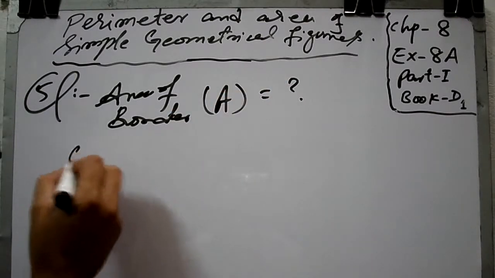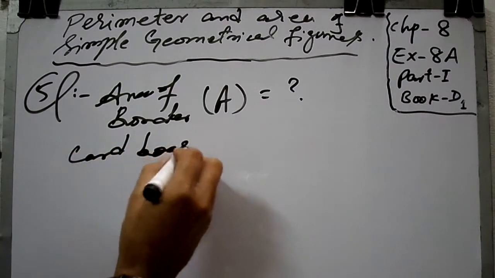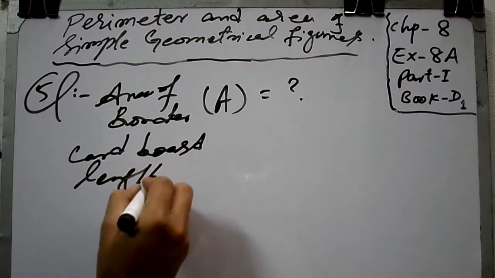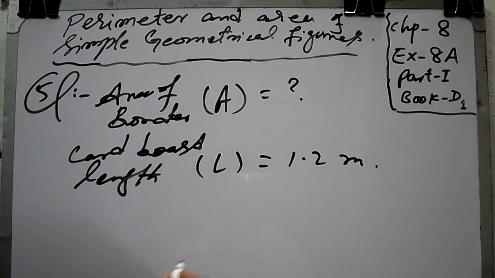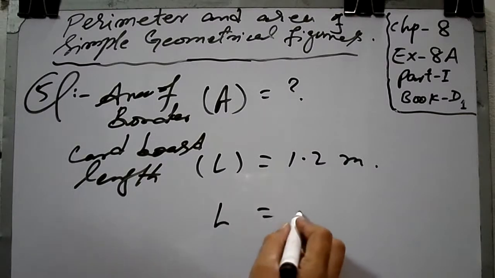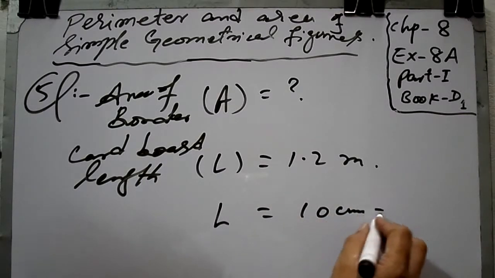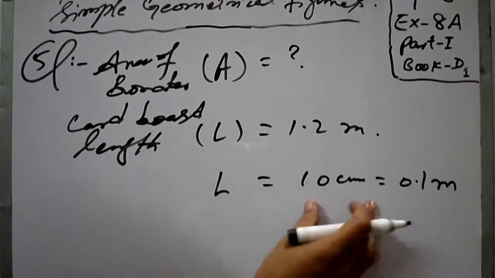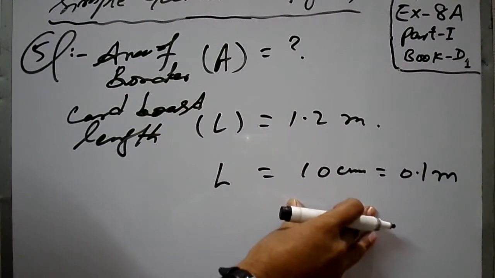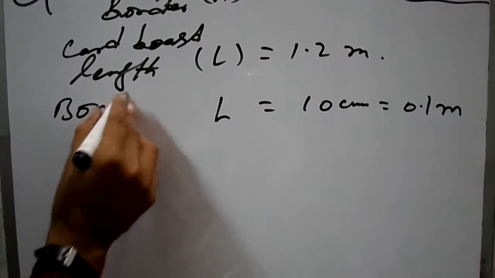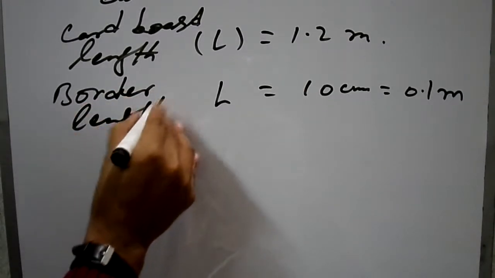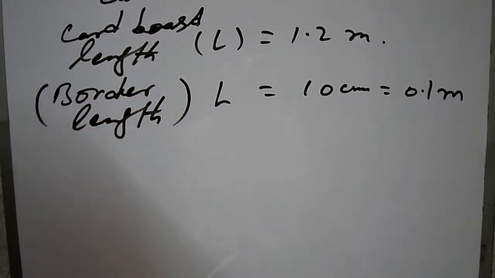Cardboard length is being given to us, that is cardboard length is equal to L and equal to 1.2 meter, whereas the border length is 10 centimeters, which is equal to 0.1 meter, because we have divided by 100. So that is your border length. So this data is given in your question. So we have to find the area of border.